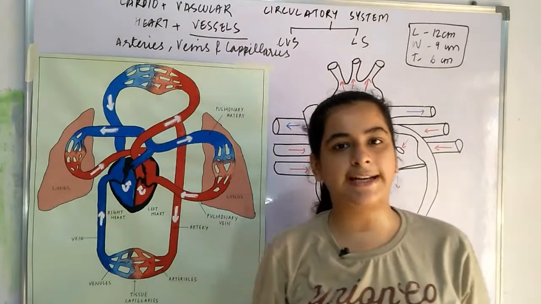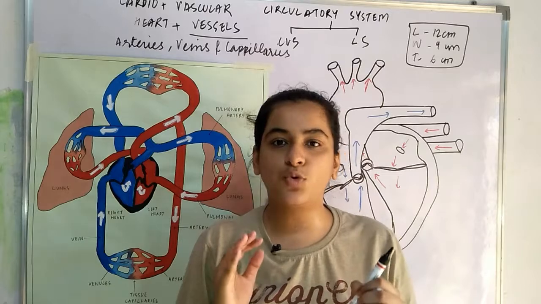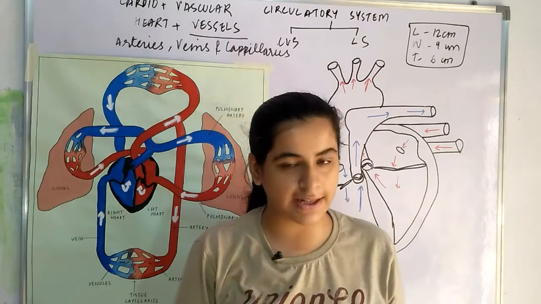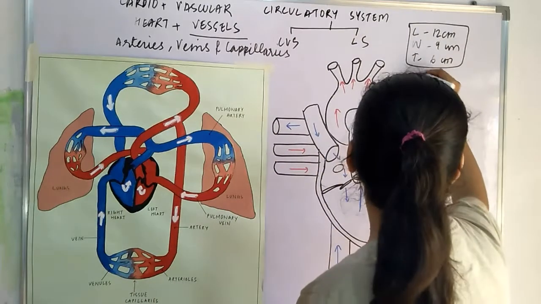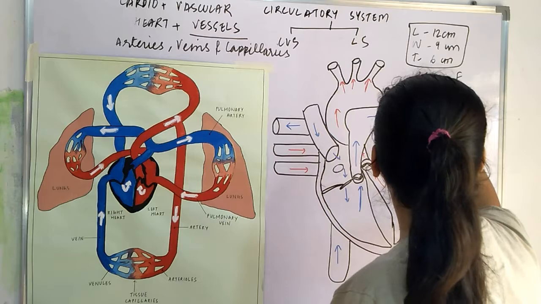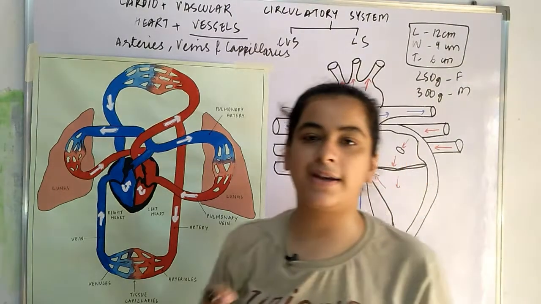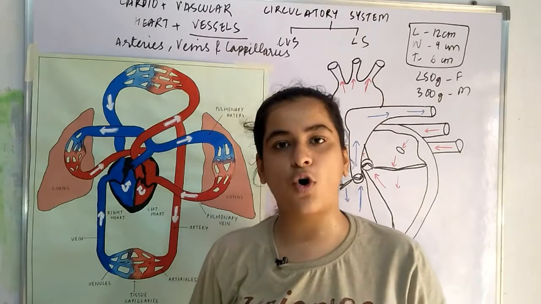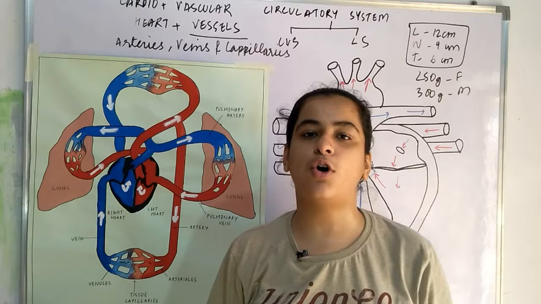How much weight does it have? So it has 250 grams in females and 300 grams in males. Keep it in mind, 250 grams in females and 300 grams in males. This is the basic difference. Weight of the organs varies from male to female. It is in every organ in the body.